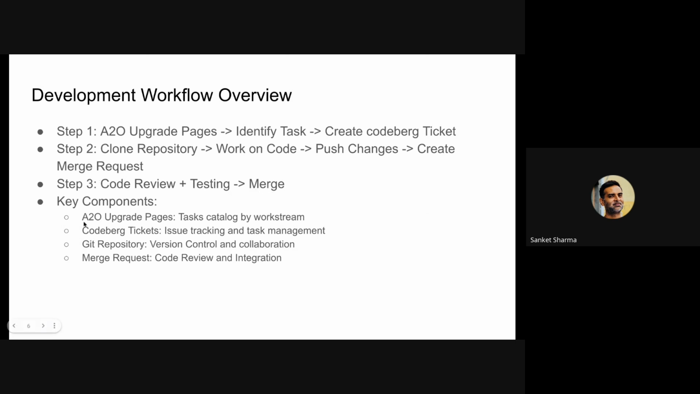Just to recap, your starting point would be the A2O upgrade pages, where we've cataloged all the tasks by work stream, Codebug tickets, which are linked to those upgrade pages, Git repository, and merge requests.